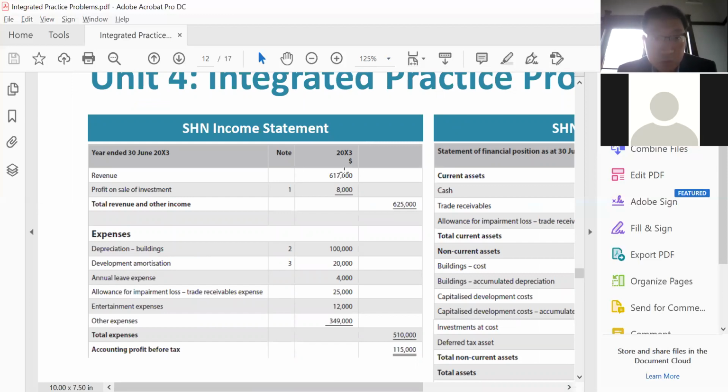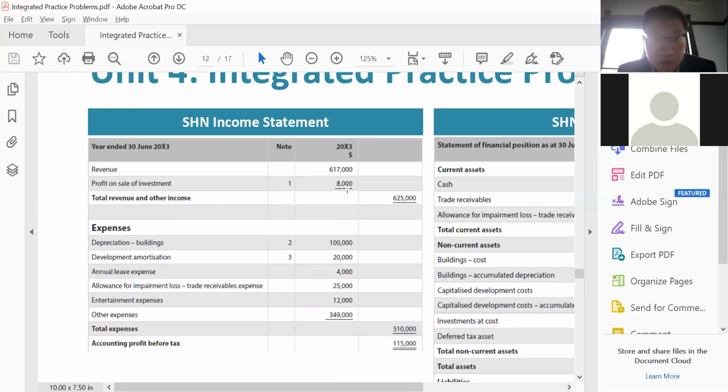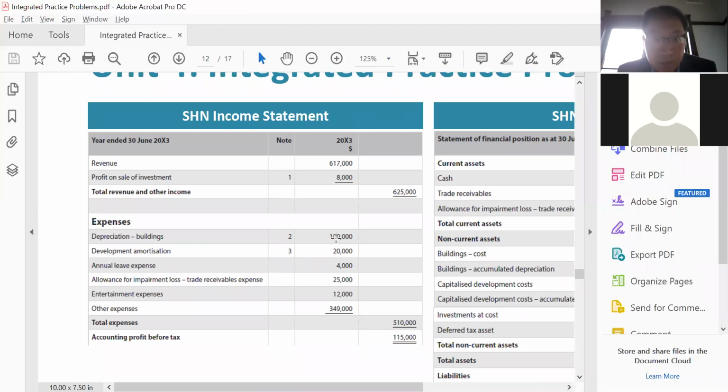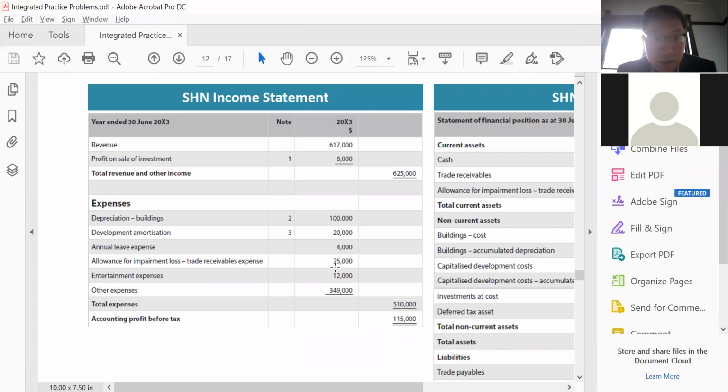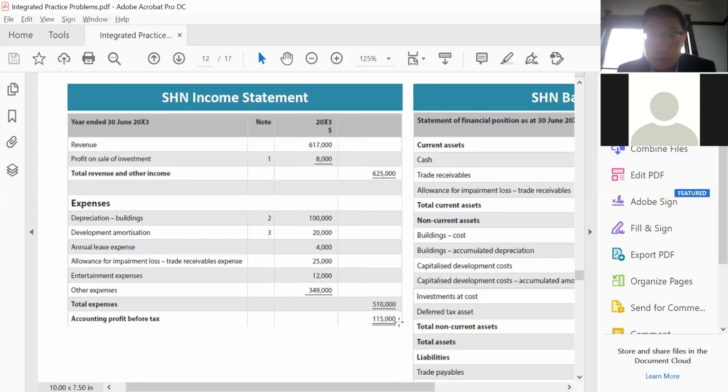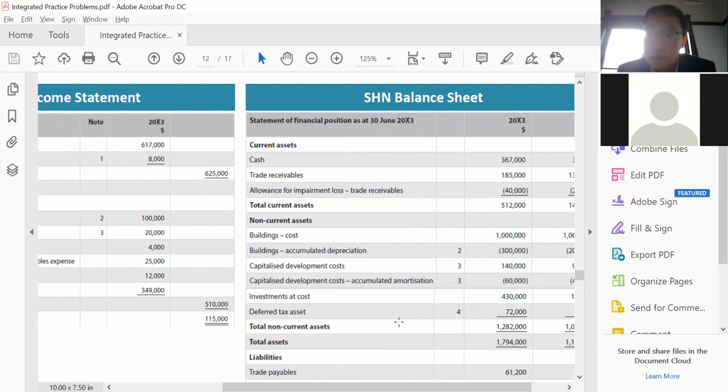You've got your revenue, you've got profit on a sale of investment, you have the accounting depreciation, accounting amortization, you've got accounting annual leave expense, you've got allowance for impairment losses, you've got entertainment expenses, you've got other expenses, you've got total expenses, and you have your accounting profit before tax. Okay, so that's what you're given on the P&L side.